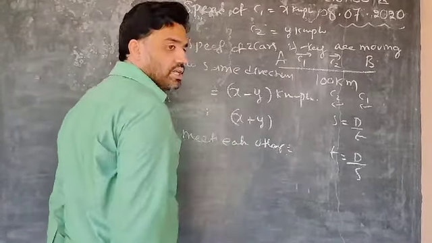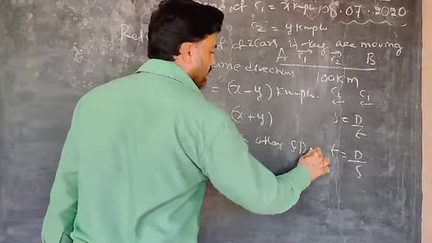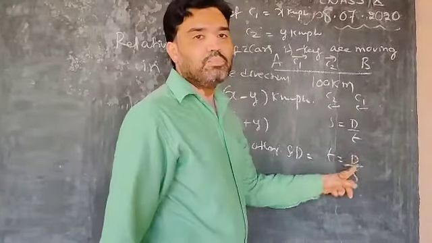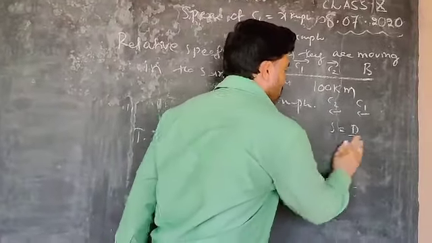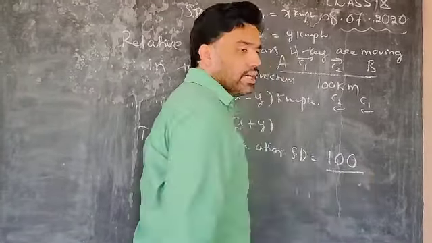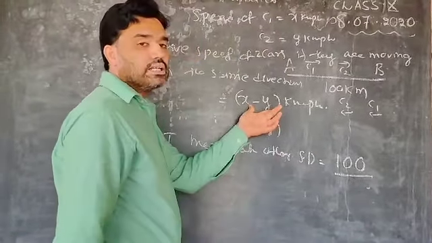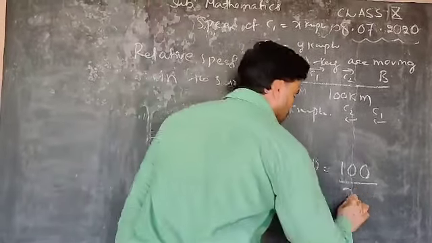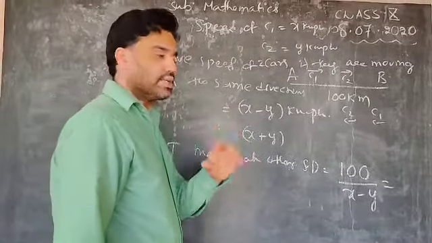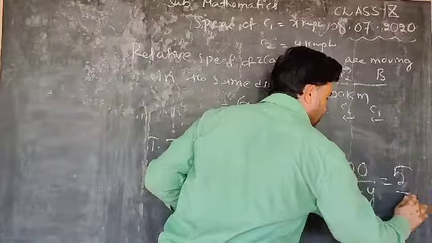Time taken to meet each other if they are moving in the same direction. Tell me, time means you have to divide the distance by what? Speed. So now the distance is 100 kilometers and the speed, they are going in the same direction, so it is x minus y. And according to the problem, how much time is given? 5 hours. Therefore, that is equal to 5.